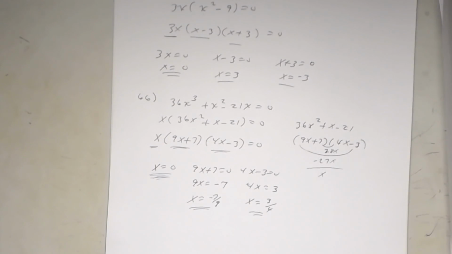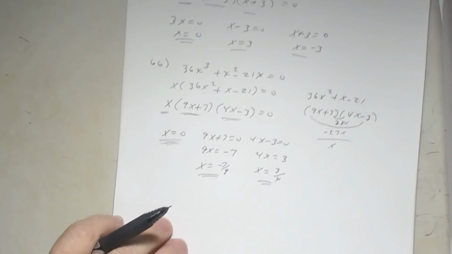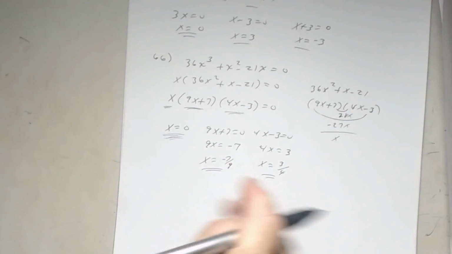Divide both sides by 4. My bad. Okay, so there's your 3 solutions: x equals 0, x equals negative 7 ninths, and x equals 3/4. Okay? You have to know how to factor to do this. All right, 70. Look at 70.